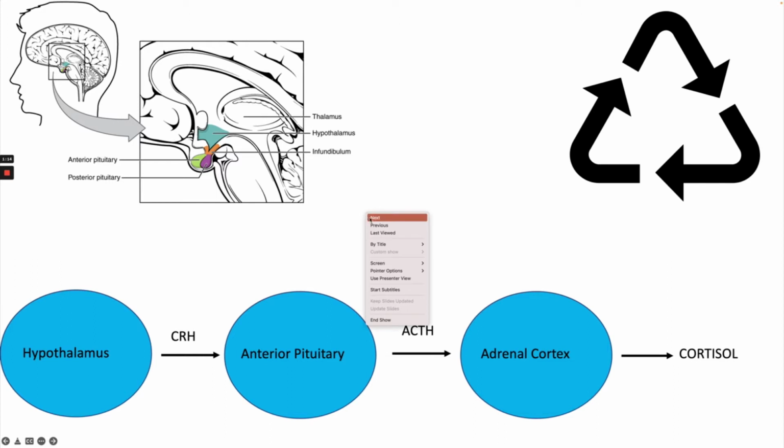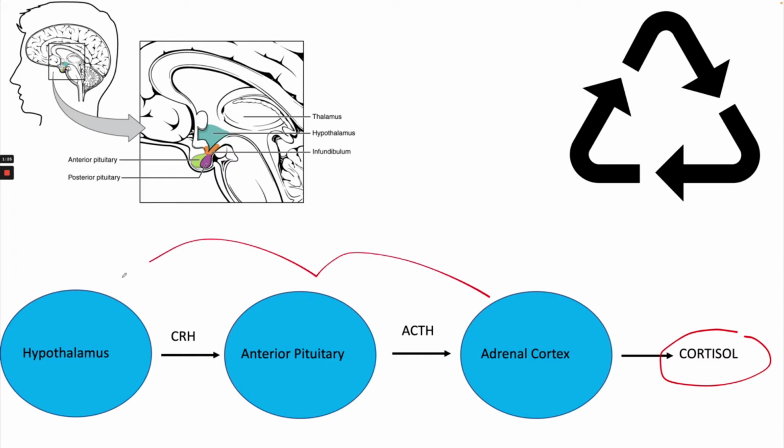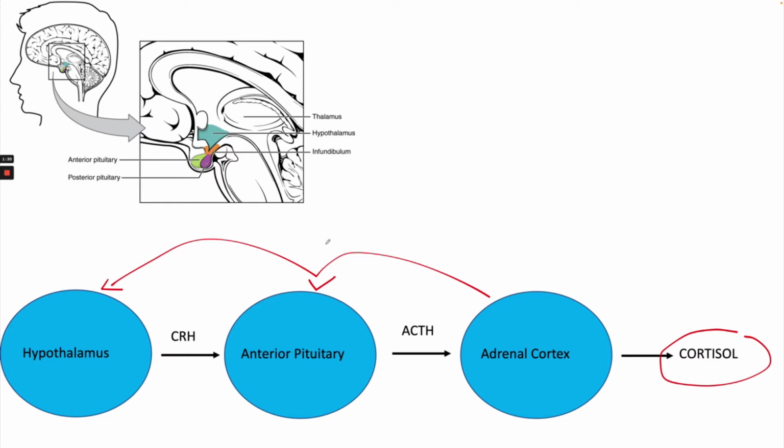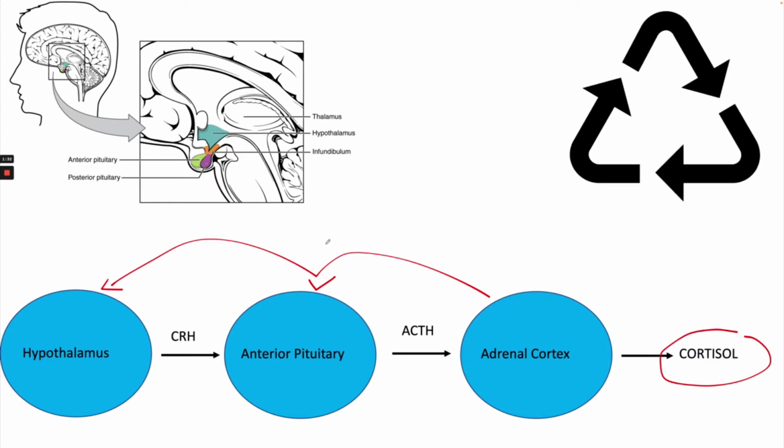Now, I want everyone to remember that in a good functioning endocrine system, this should always be in negative feedback. The adrenal cortex will release cortisol, which should then tell the anterior pituitary gland and hypothalamus to release less of the CRH and ACTH. This is how it should normally work.